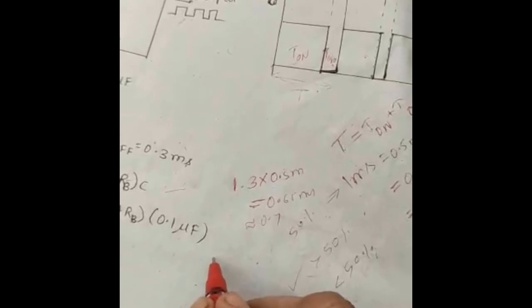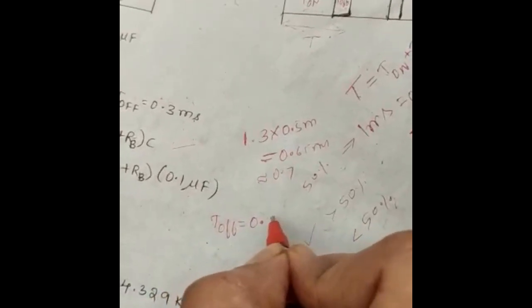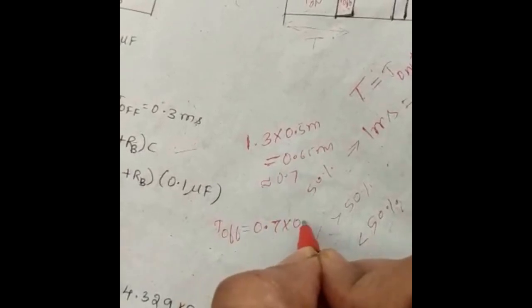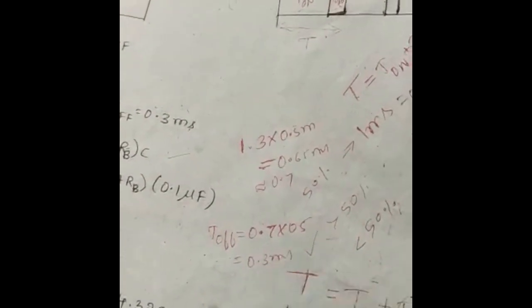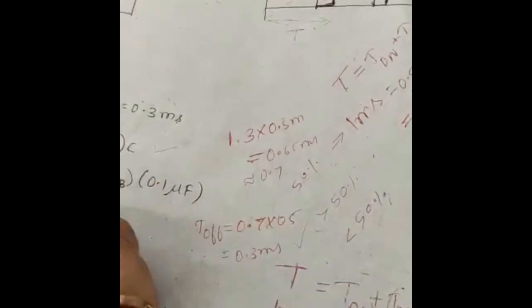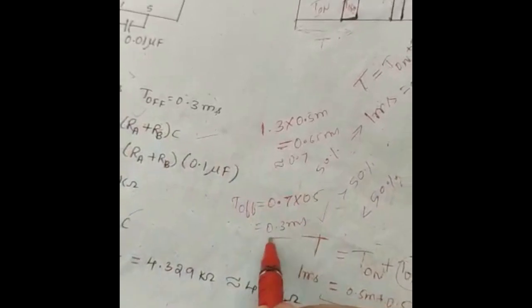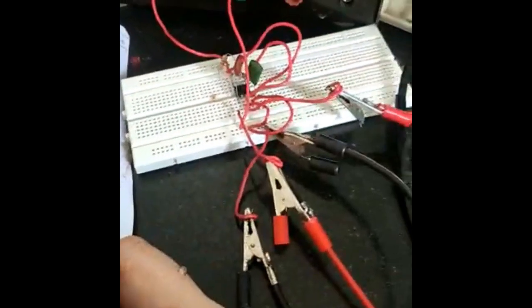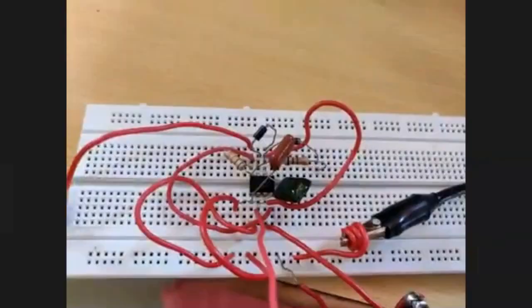Similarly, T off, how much did we get? It is 0.6 or 0.7 divisions, isn't it? Into 0.5 means you are going to get some 0.3 millisecond. So what did we design? This is the theoretical value we designed, and practically we are getting 0.65 and 0.25 milliseconds. So this is about the astable asymmetric multivibrator.